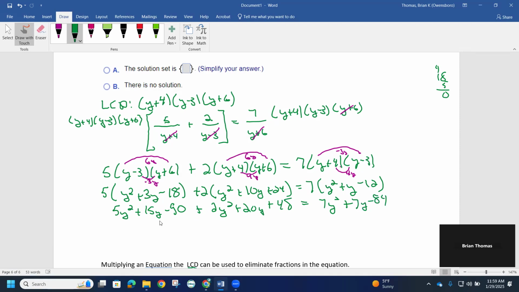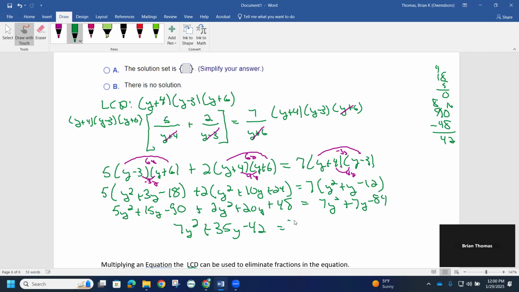So we still got a lot of math. Notice how on the left-hand side, we can combine like terms. So 5y squared and 2y squared becomes 7y squared. 15y and 20y becomes 35y. And -90 and a 48. Those are different signs, so I have to subtract. 90 minus 48: 10 minus 8 is 2, 8 minus 4 is 4, so 42. That does give me 90. But since the bigger number was negative, it's going to be a -42.